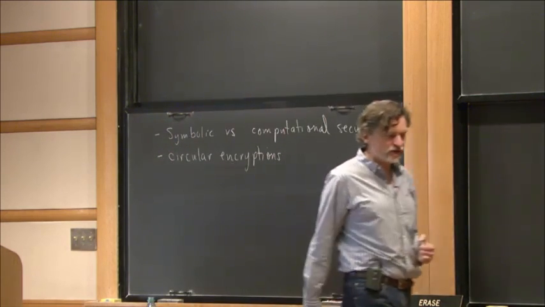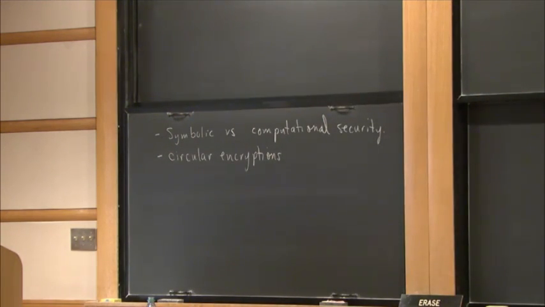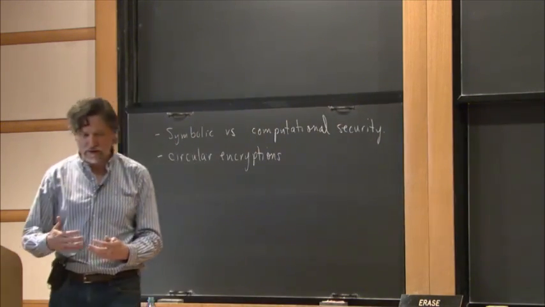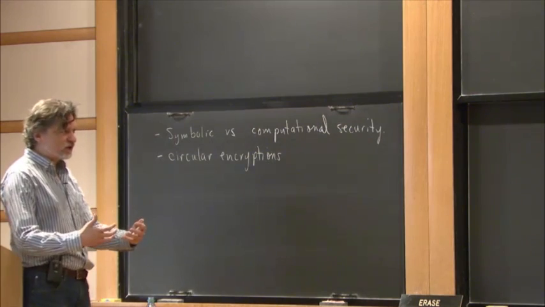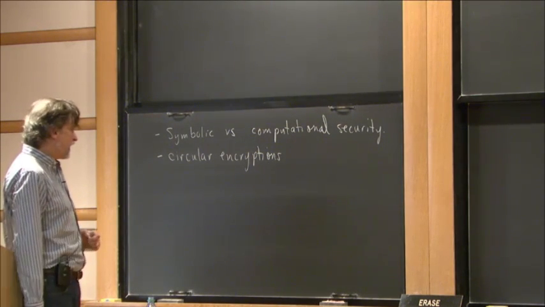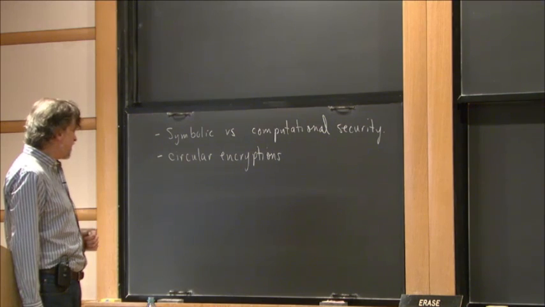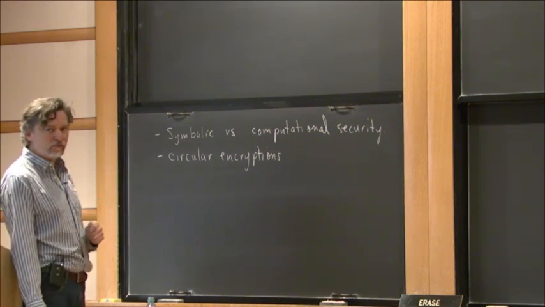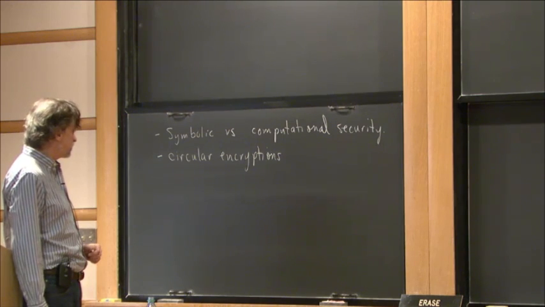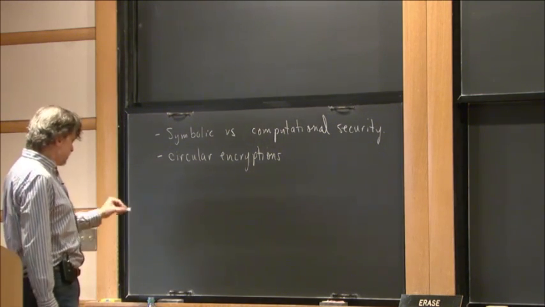So in general, when I say circular encryptions, I mean a situation where you have an encryption function, and it could be public key or secret key, but you're using your encryption function in some way to encrypt one of your keys. And we'll see what happens in that situation, how it's dealt with, how we could deal with it in the symbolic setting and also in the computational setting.